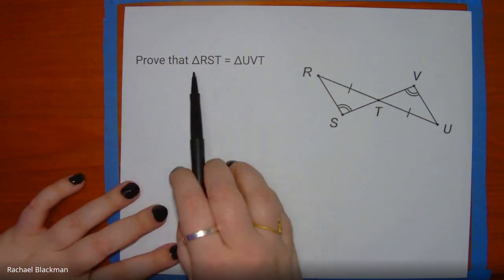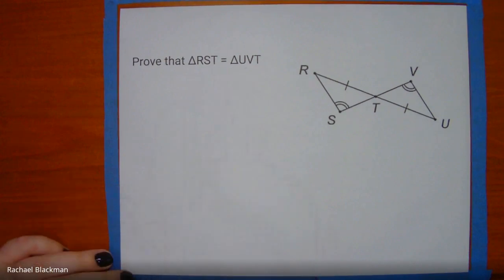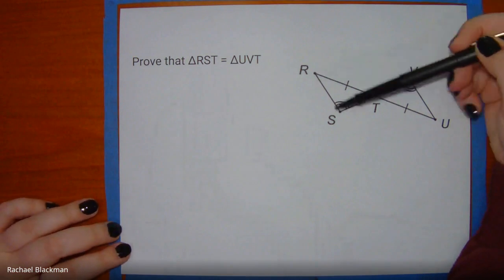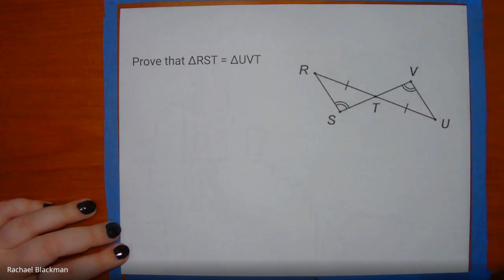Again, we want to prove that these triangles are congruent. Give yourself a little sketch maybe. We got triangle RST, triangle UVT.